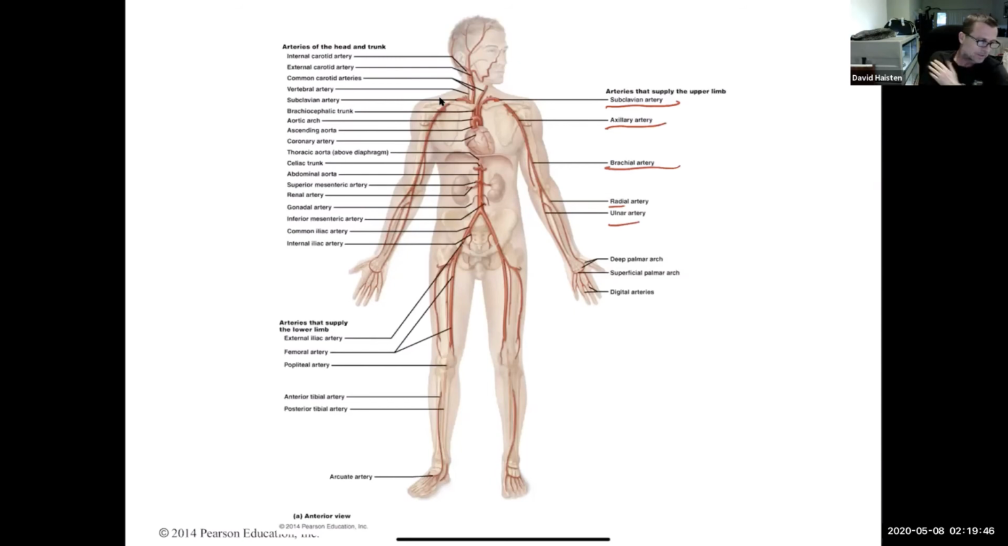Okay. So let's look at your head and trunk. The common carotid arteries always split into an internal carotid artery and an external carotid artery. The internal carotid artery passes through a very special hole in your temporal bone. Name that opening in your temporal bone that the internal carotid artery heads on through.